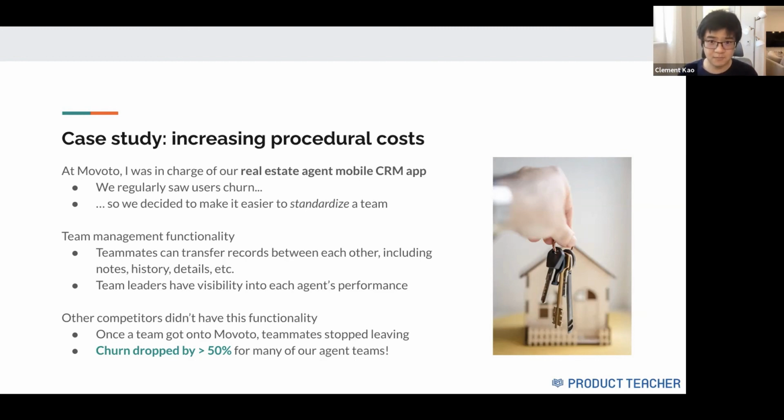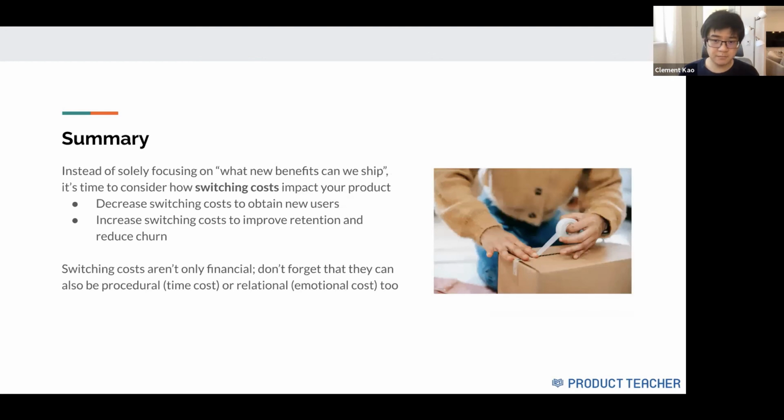So to summarize, we don't always want to just think about, hey, what are the newest features that we can sell, right? What new benefits can we ship? Let's really think about how can we use switching costs to better set up our product for success. If we want to obtain new users, what we'll want to do is we want to decrease the switching costs to jump onto our product. And if we want to increase adoption and decrease churn, what we want to do is we want to increase the switching costs for people to select a competing product.